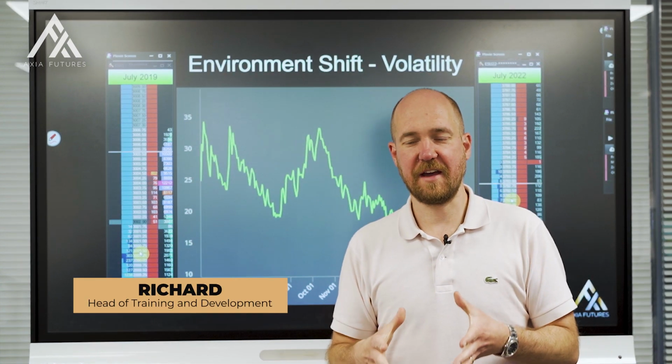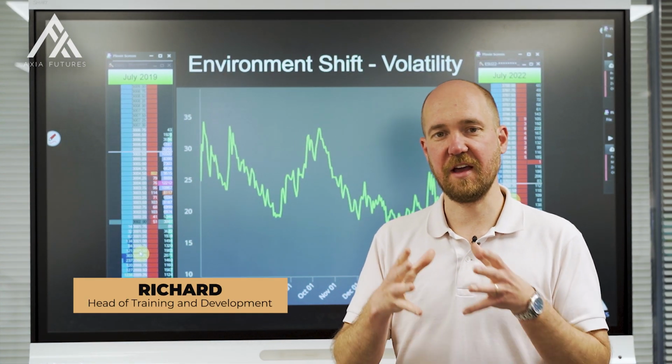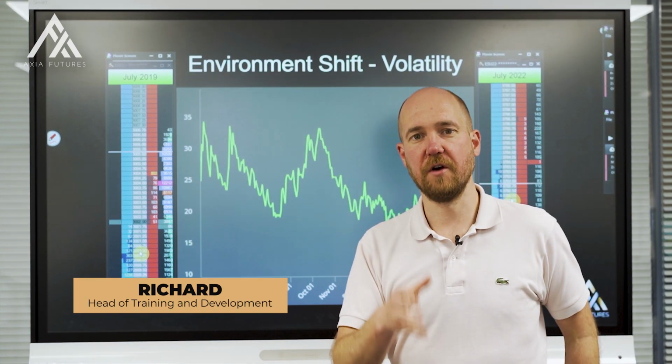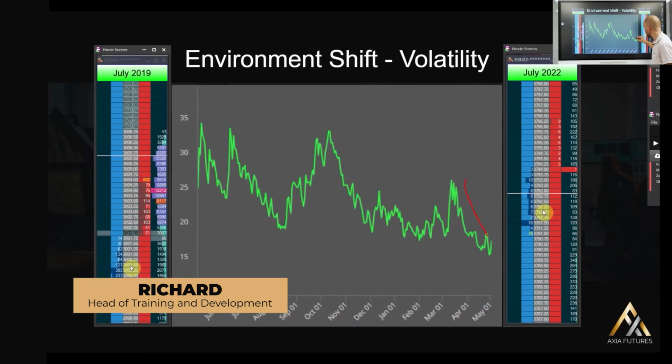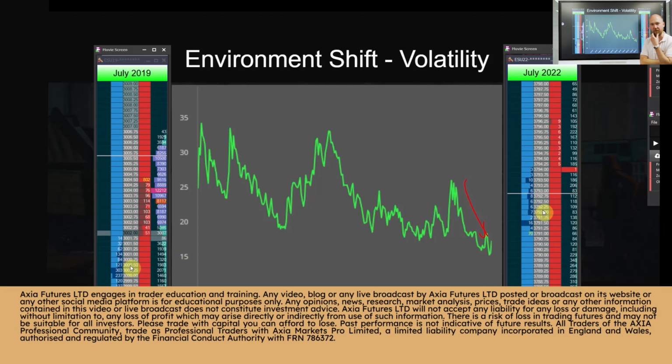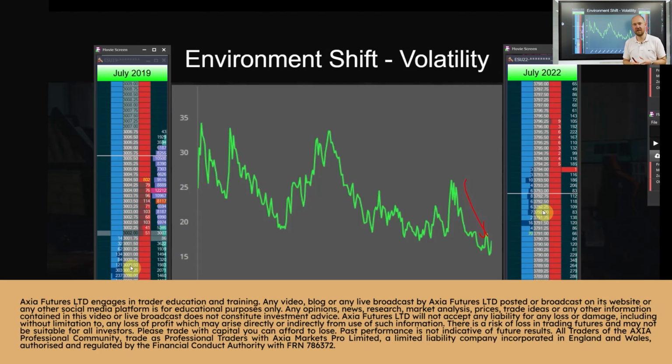One of the clearest indicators that environment is changing is looking at volatility. You don't need a VIX chart. Too many people spend their time looking at a VIX chart saying, oh look, volatility's falling, this must mean something's changing. You know volatility's falling because of the way that the markets trade on a day-to-day basis.